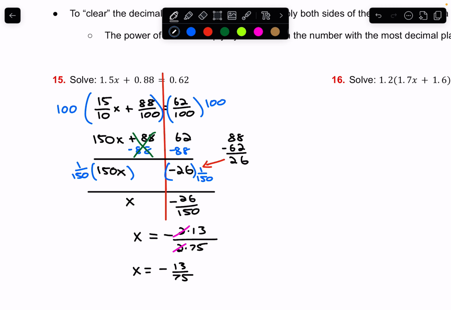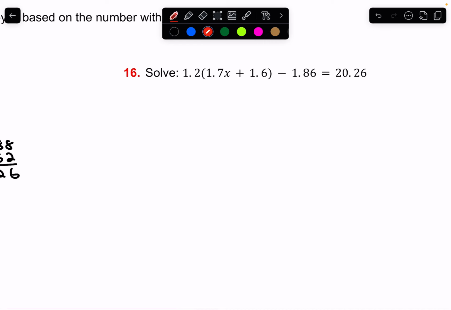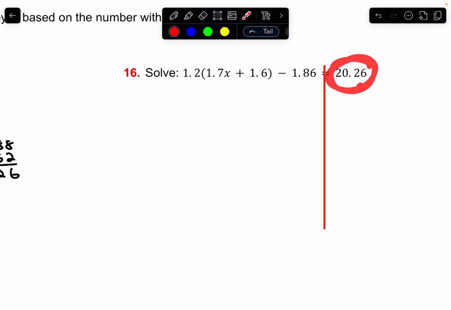All right, so that's how you get rid of decimals. Notice that me writing it as fractions was completely unnecessary. So let's go ahead and try to do it without writing it as fractions. So this time around, vertical red line. The most decimal places I see is 2. Because on the right side over here, I have 20.26, 2 decimal places there. There's also 2 decimal places on the 0.86 there, but then everywhere else I only see 1 decimal place. So I'm going to multiply by 100 on both sides because I see 2 decimal places as the most places.